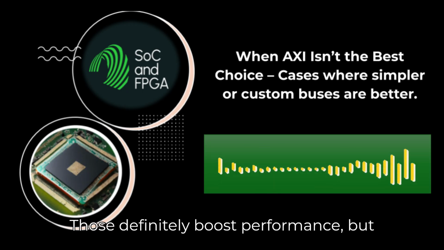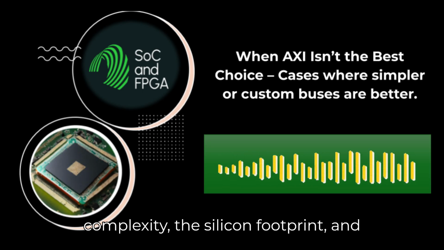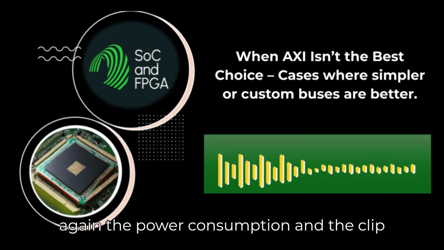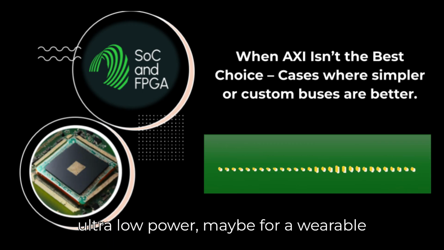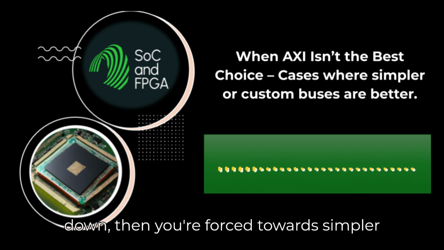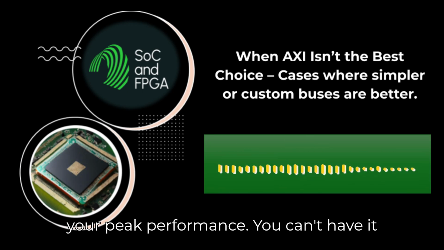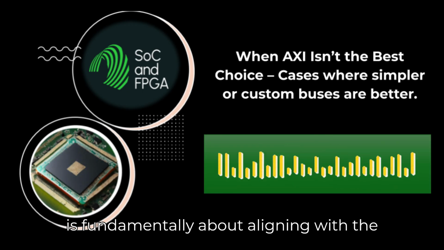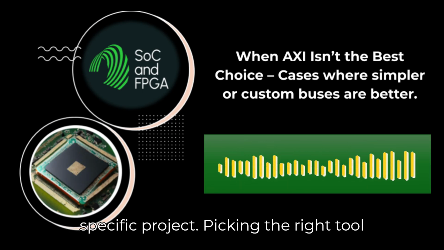Those definitely boost performance, but they also significantly ramp up the complexity, the silicon footprint, and again, the power consumption. And the flip side? Well, if your absolute priority is ultra-low power, maybe for a wearable device, or minimal chip area to keep costs down, then you're forced towards simpler architectures. And those inherently limit your peak performance. You can't have it all. So choosing the right interconnect is fundamentally about aligning with the main goals and constraints of your specific project, picking the right tool for that particular job.